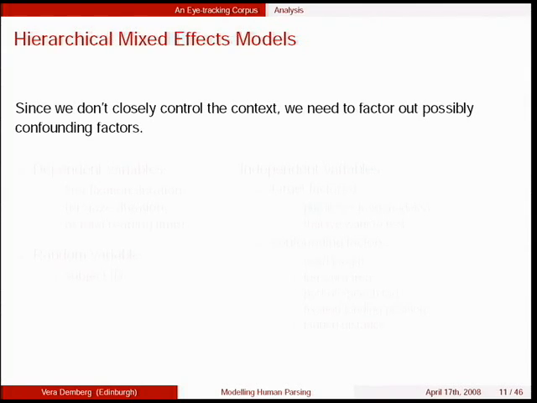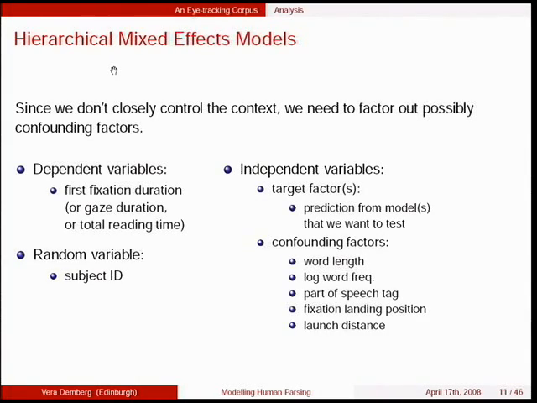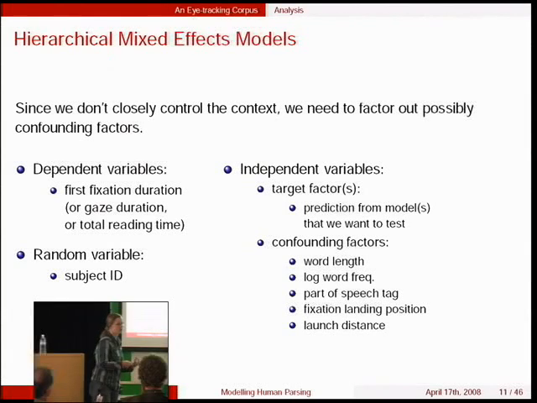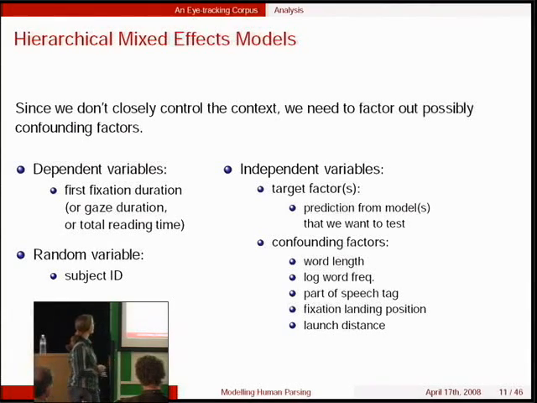So the way we do this is using hierarchical mixed effect models. And they have a dependent variable. This is the target variable that we want to fit. That would be, for example, first fixation duration or gaze duration or total reading times, the ones that I talked about before. Then we have the random variable, sorry. That's the subject, because each person may have some different reading characteristics. So we want to take those, make a separate regression layer for the subjects.